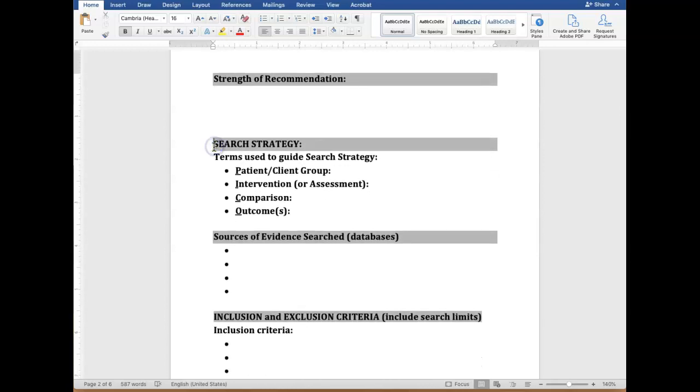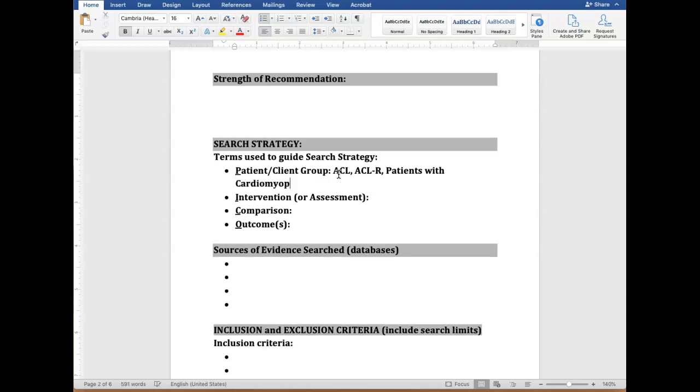For the search strategy section, again, you're going to take exactly what is here, so don't alter it. And you're going to say, okay, in the patient client group, what search terms did I use? So an example would be ACL patients, ACLR patients, patients with, I don't know, let's say cardiomyopathy. The list could go on, right? In the intervention, it could be something like rehab, jump landing, different types of drugs that they could take, right?